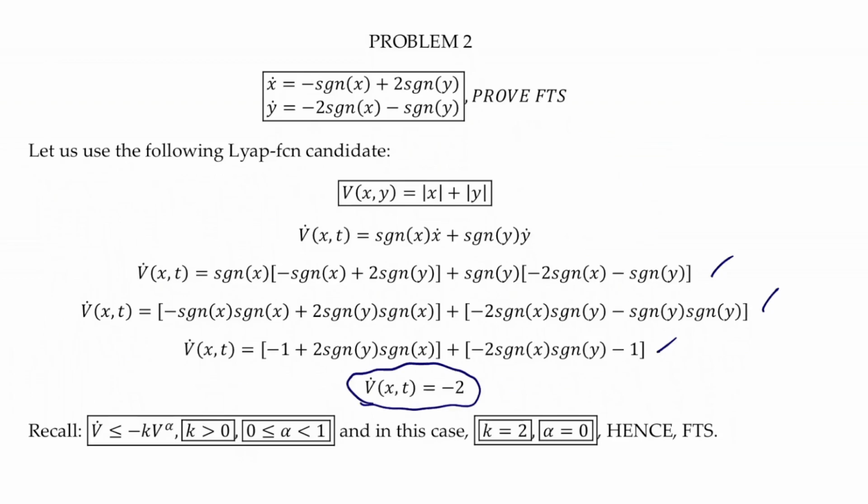And let's recall the requirement for finite time stability when we are trying to prove that by means of a Lyapunov function construction. And this is the requirement where k is positive and alpha is some real number between 0 and 1, and it can be 0 as well, right? This is not a strict inequality. And here in this case, since we were able to show that, we can write k equals 2 and alpha equals 0, and hence FTS.